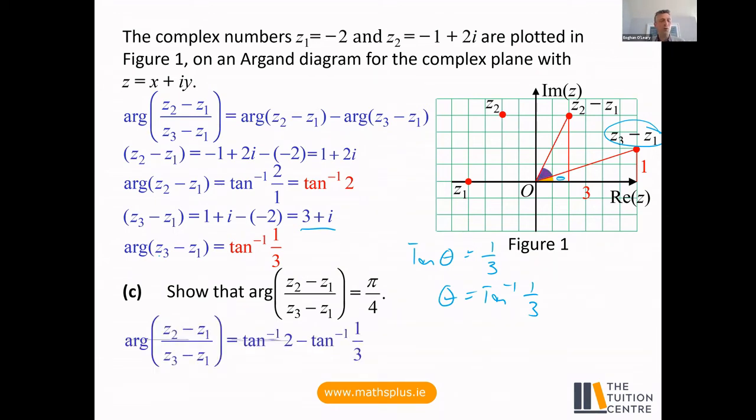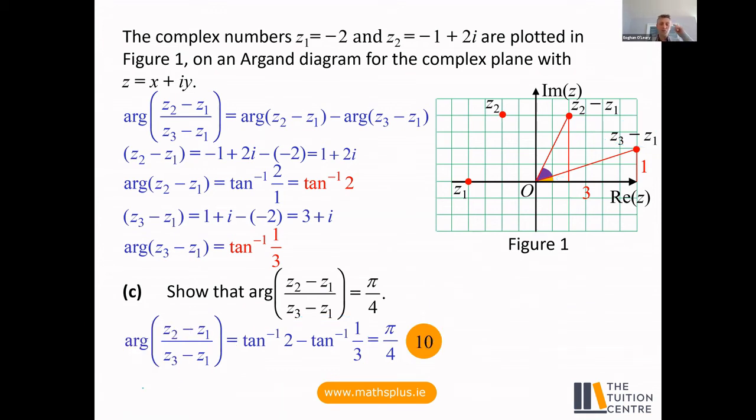So therefore, putting it all together, I can say the argument of z2 minus z1 divided by z3 minus z1 is equal to the inverse tan of 2 minus the inverse tan of 1/3. And when you put all that into the calculator, make sure you're in radian mode, it's going to throw out the answer, which is pi over 4. So, there were 2 different ways of doing it.